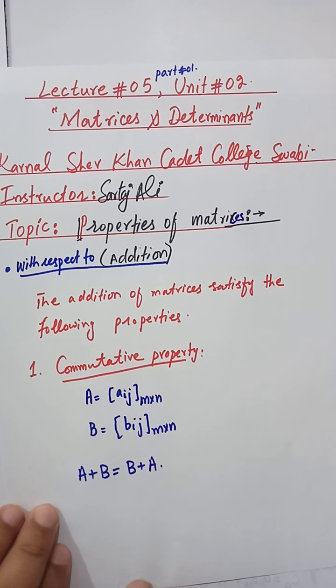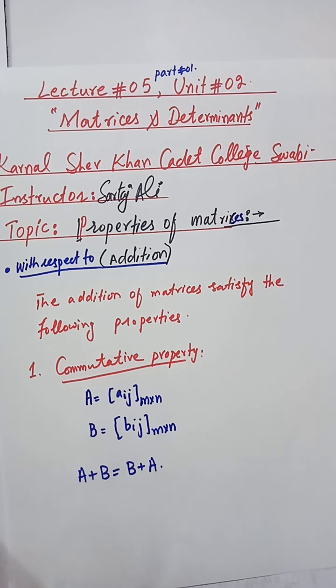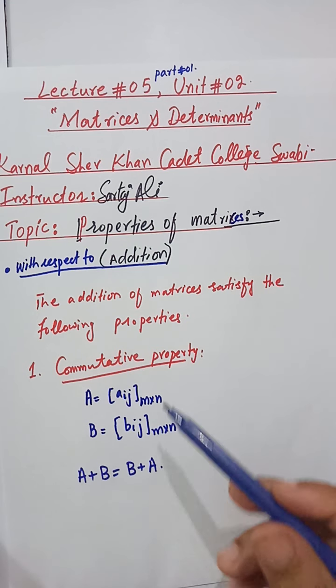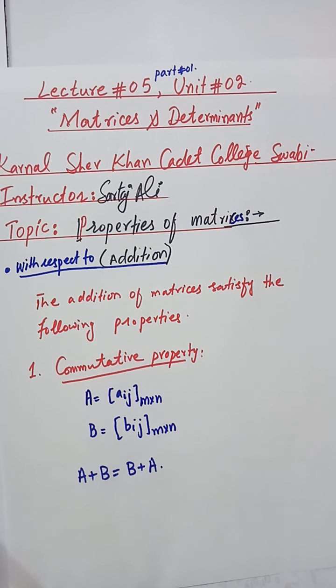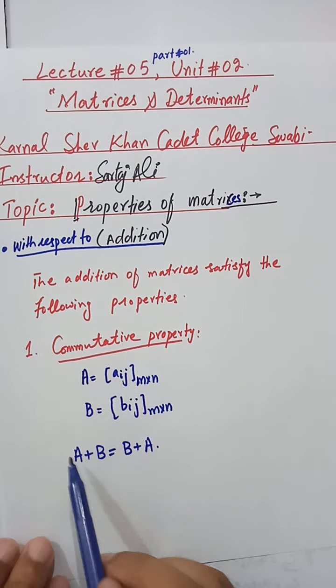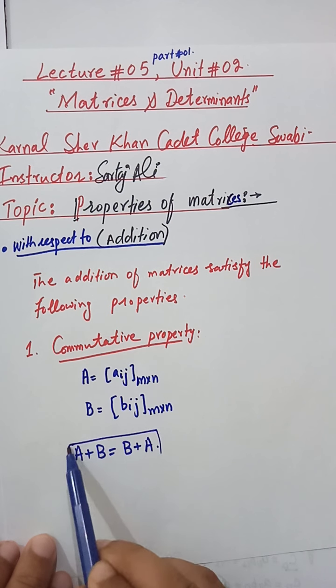The addition on both sides is defined because for addition we require that the matrices must have the same order. So both the matrices have the same order, and the addition on both sides of the equality is defined, and both sides must be equal. Now this is the commutative property with respect to addition.